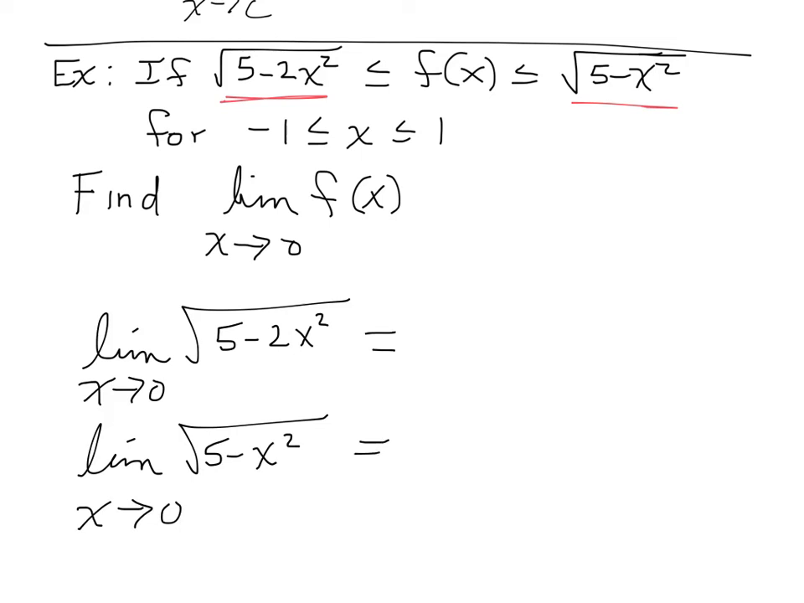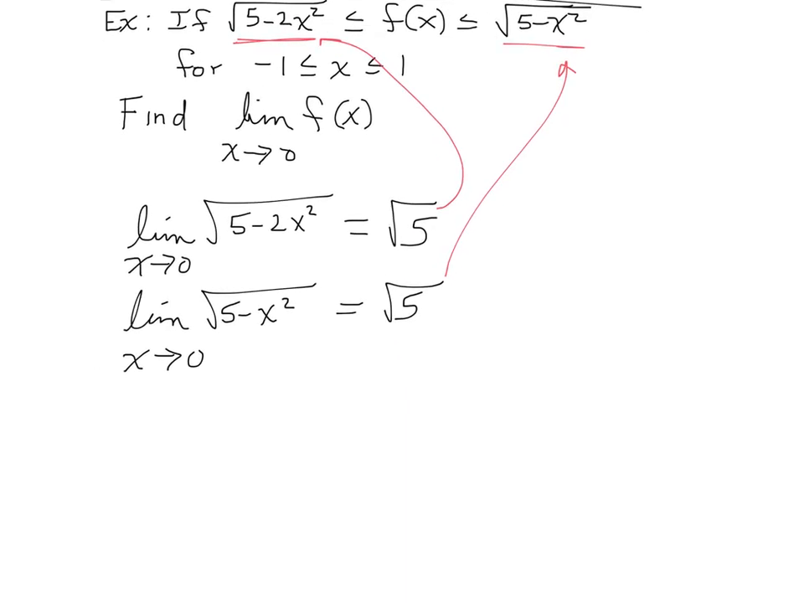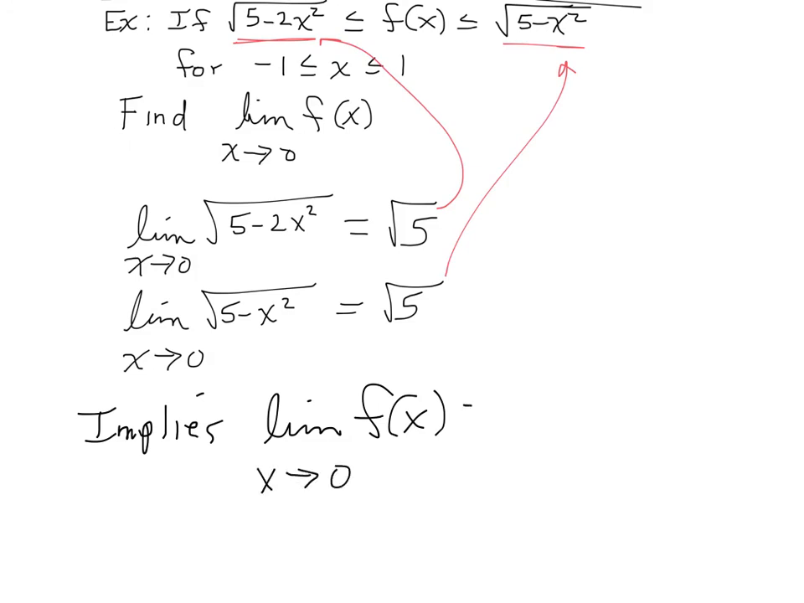See if you're understanding this. What's the answer to this one? Square root of 5. What's the answer to the one below it? Square root of 5. So what you just did is what we said the first thing you should try is to plug in zeros. If that works, guess what, you're done, because now you have sandwiched this value, and so this implies that the limit of f of x as x approaches 0 is square root of 5.